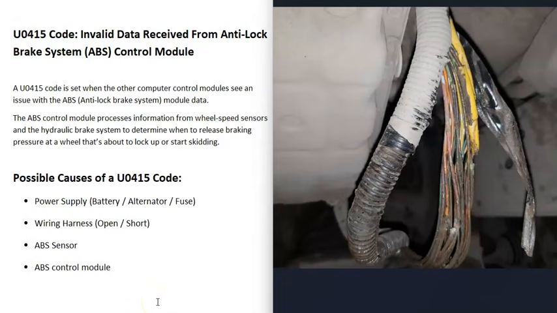And this is going to include all the wires running around all the different computer control modules. If there's any kind of open or short inside of any of those wires, then that's going to cause issues. So the next thing that could cause this is some kind of issue going on inside the wiring harness.